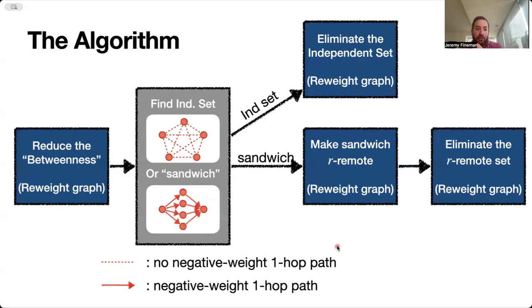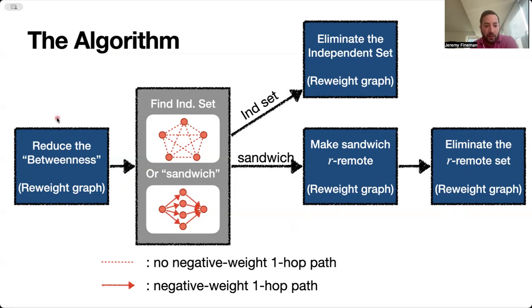Okay, so here's the general structure of the algorithm. We're going to do a few extra steps to try to manipulate things into producing the remote subset. So first I'll start with this component where we reduce the betweenness. Then we're going to search for either an independent set or something I'll call a sandwich. If we find a sandwich, we can then reweight the graph to make it so the sandwiches are remote. And if we find an independent set, we can just eliminate it using the algorithm I already talked about. And then once we have an R-remote subset, we can eliminate that as well, which is something I mentioned already, but I'm not going to give you the details in the talk.